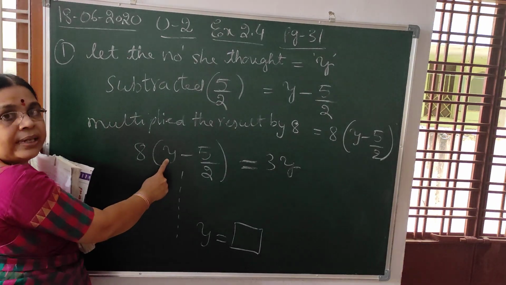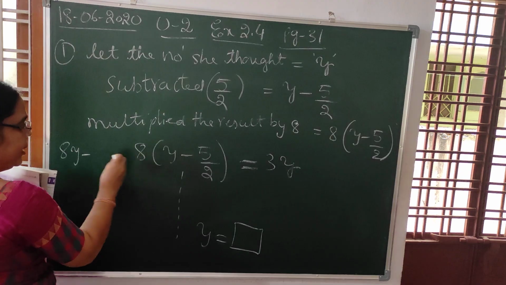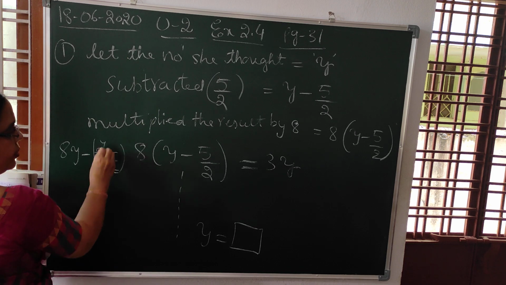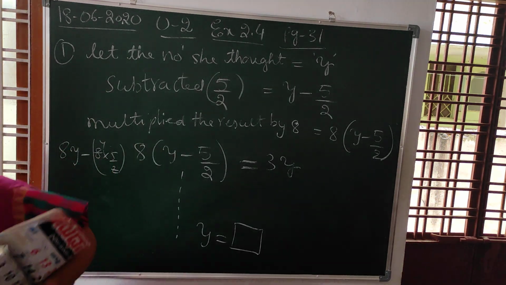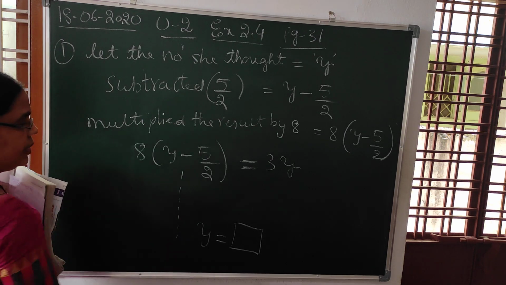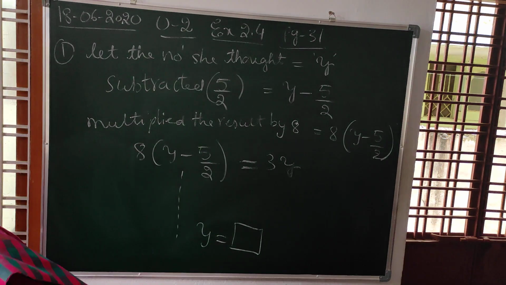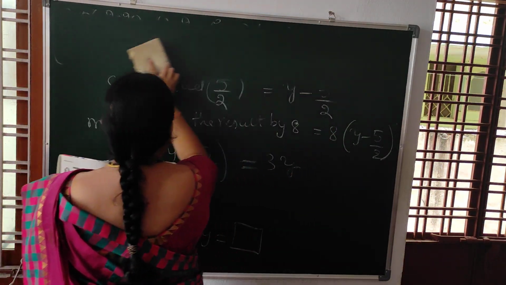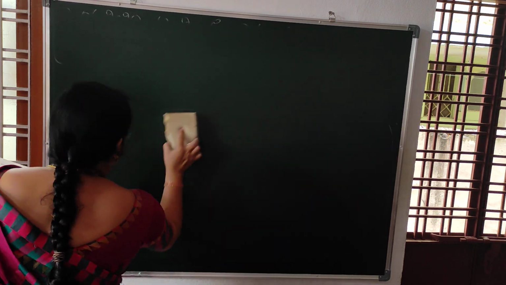8 into y is 8y. So just roughly I am showing 8 into 5 by 2. 2 4s are 8, so 4 5s are 20. 8y minus 20 is equal to 3y, you will get. Solve this equation. You will get y is equal to something. That y is the number she thought of. Next question.